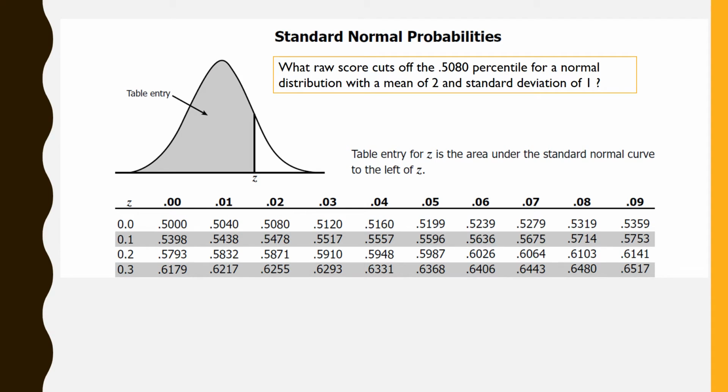So here's an example. It says, what raw score cuts off the 0.5080 percentile for a normal distribution with a mean of 2 and a standard deviation of 1? So our first step is to find the percentile, which in this case we already have, because that's what the problem says. But if we said the probability above, we would need to do 1 minus whatever probability above we were given. So just keep that in mind.